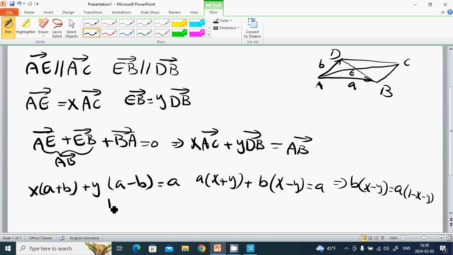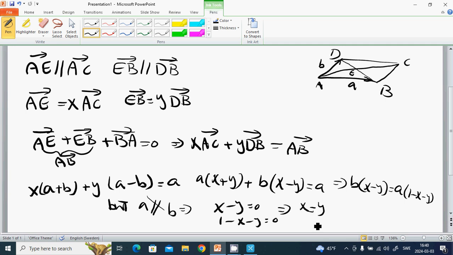But A is not parallel to B, then it cannot happen. Only X minus Y is 0 and X minus Y is 0. Then X equals Y and here X equals half. Then these two diagonals AC and BD cross each other in the middle. Okay.